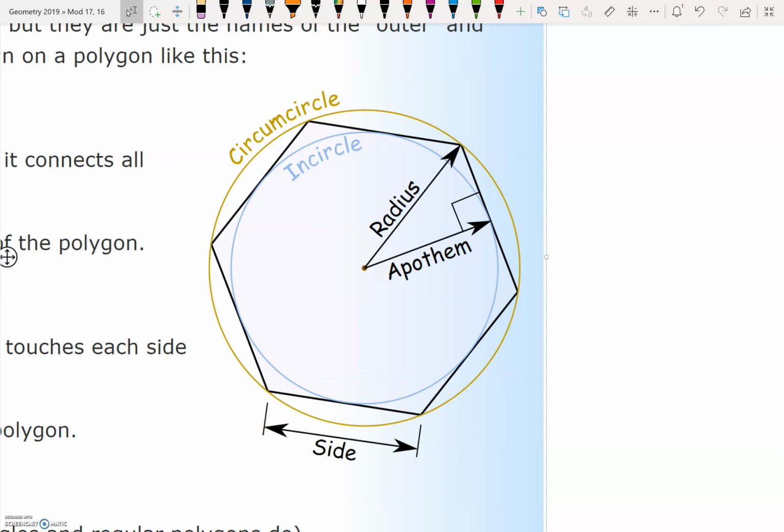If we were to look at what is the perimeter of our shape, all we need to do is take our side length, multiply it by how many sides we have, and we will have our perimeter. So I'm going to call this perimeter equals n, which is the number of sides, times the side length.